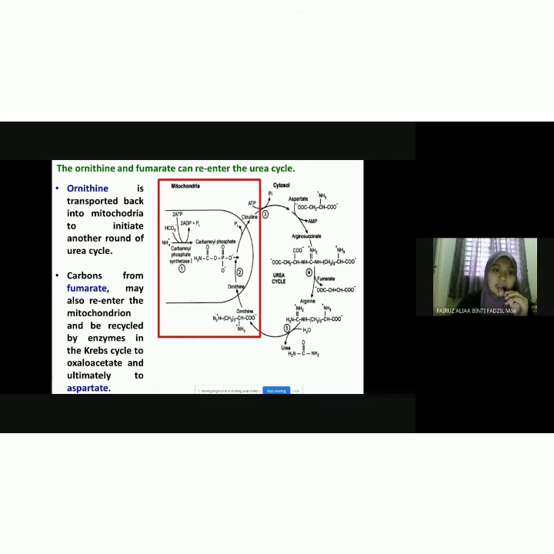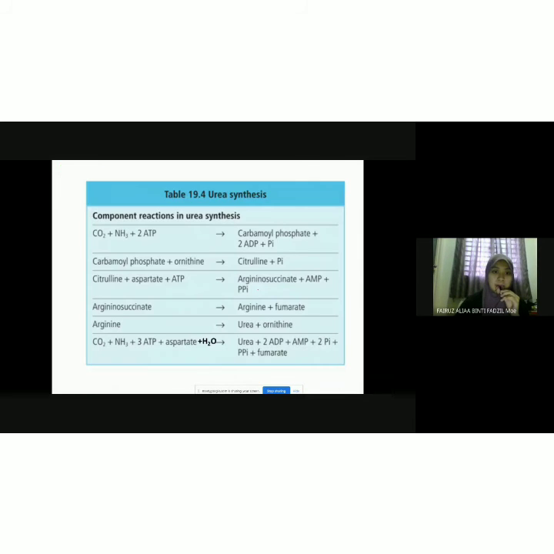And then the carbon from fumarate, which was released just now, right? The carbon from fumarate may also re-enter the mitochondria and be recycled by enzymes in the Krebs cycle to oxaloacetate and ultimately to aspartate. Here, this is the aspartate. So the fumarate at the end can re-enter the mitochondria, be converted into aspartate, and then be used back in the urea cycle. So this is the overall formula you can refer to.